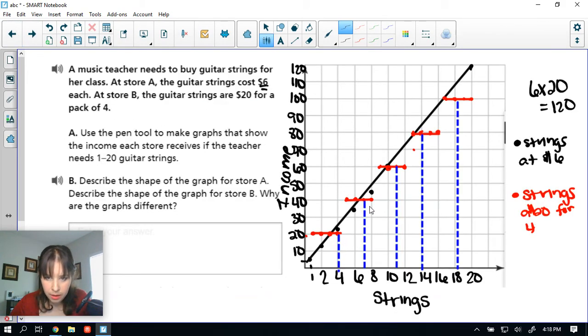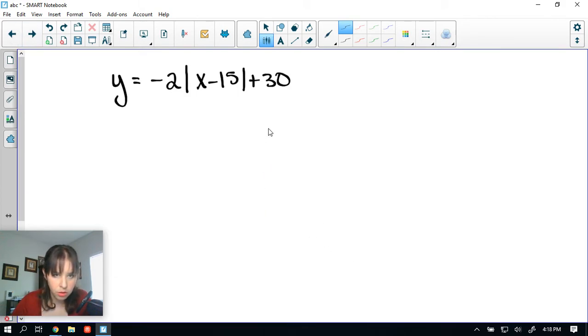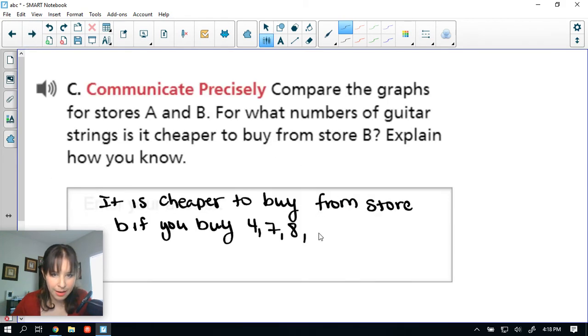And then going back here, 10 and, oh no, what is that? 11 and 12. And then 14 through 20 guitar strings.